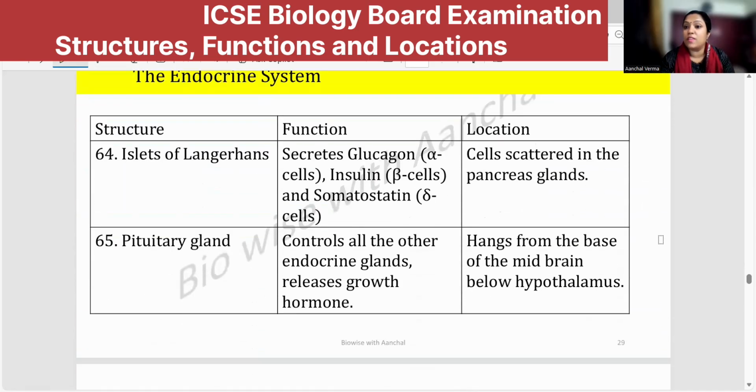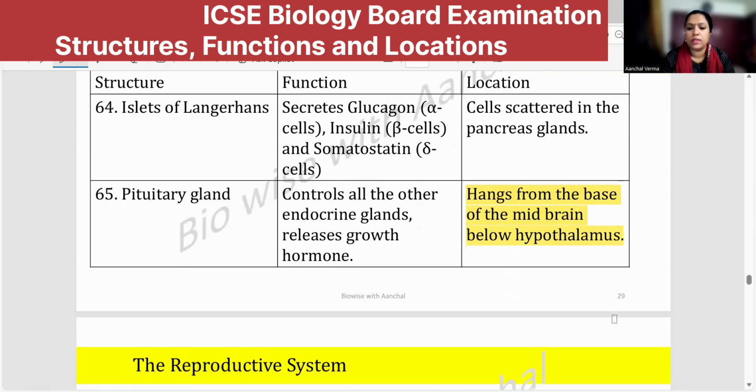Then next, islets of Langerhans. Where are they present? They are present in the pancreas. These are the cells scattered in the pancreas. They secrete glucagon, insulin, and somatostatin. There are three types, alpha, beta, and delta cells. Though delta is not in your syllabus, you should know that it releases somatostatin. Pituitary gland controls all the other endocrine glands. That is why it is called master gland. It releases growth hormone and many other hormones, right? It hangs from the base of the midbrain below the hypothalamus. Very important. Very important. Okay.